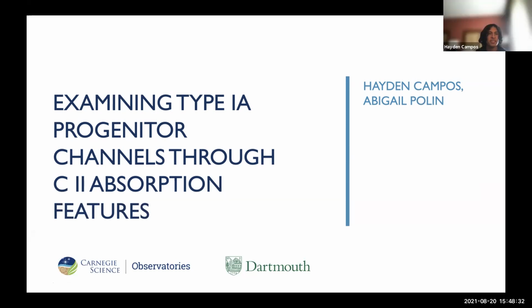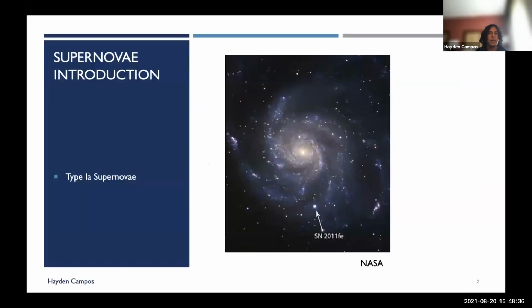Thank you for the introduction, and I'm super excited to show you all what I've been working on this summer. Before I begin, I'd like to give a little introduction into what type 1 supernovae are. A type 1 supernova occurs in a binary system with two stars orbiting one another, in which one of the stars is a white dwarf, and the other star can be anything from a giant star to an even smaller white dwarf.